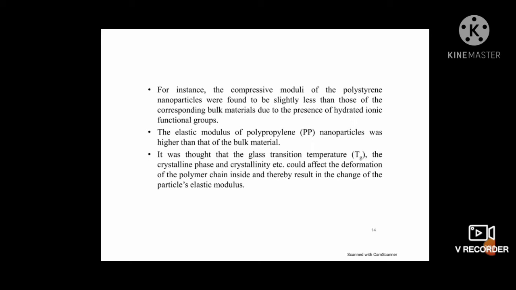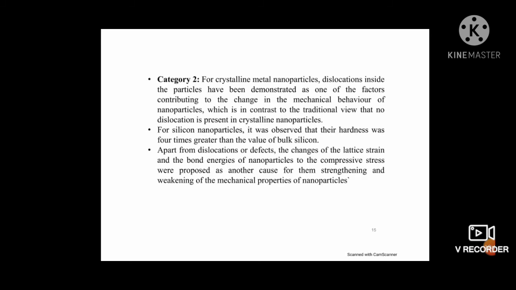The elastic modulus of polypropylene nanoparticles was higher than that of the bulk material. It was thought that the glass transition temperature Tg, the crystalline phase and crystallinity etc., could affect the deformation of the polymer chain inside and thereby result in the change of the particle elastic modulus. Now we study the second category: crystalline metal nanoparticles.